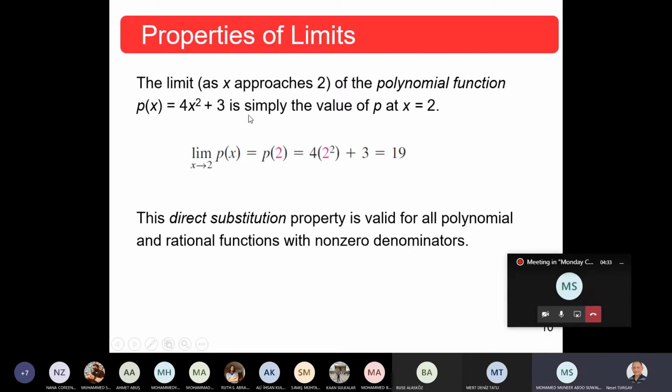Now, the limit as x approaches 2 of the polynomial function is simply the value of p at x equals 2. So you just substitute. Okay? Limit of p of x when x goes to 2 is equal to p of 2, which is 19. The direct substitution property is valid for all polynomial and rational functions with non-zero denominators.